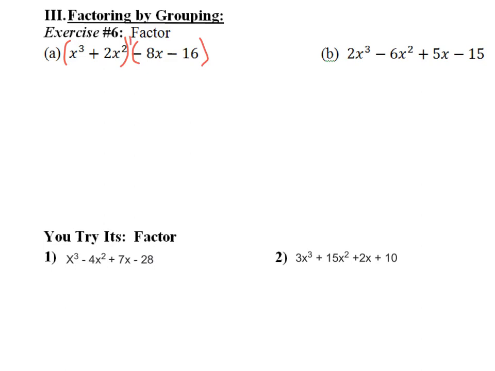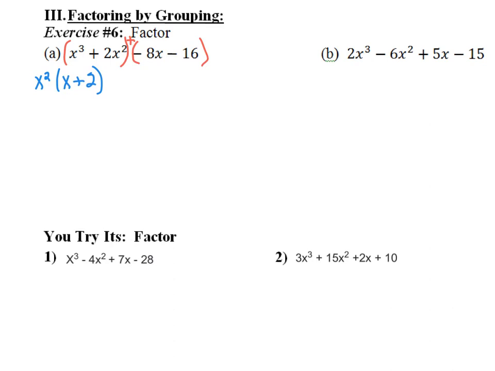I'm going to insert a plus between the two so that it doesn't look like I'm multiplying these parentheses together. My next step is to look for the greatest common factor in the first parentheses. So the greatest common factor is x squared. I'll take out that x squared just from the first two terms, and that leaves me with x plus 2.